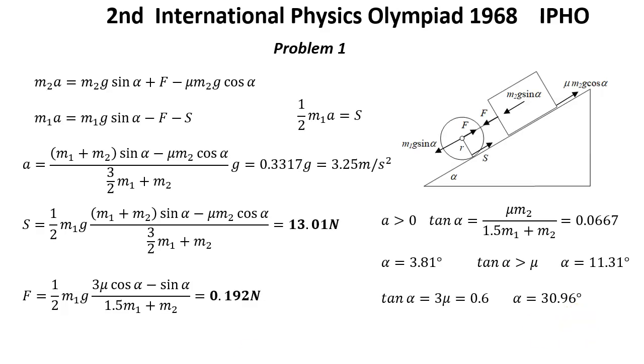Basically we finished the discussion for problem number 1. So we found what the acceleration is. That was 3.25 meters per second square. We found that force F is a stretching force. It means that both bodies move together, and our angle is slightly less than the critical angle for which these bodies move separately. So that was the solution for problem number 1.